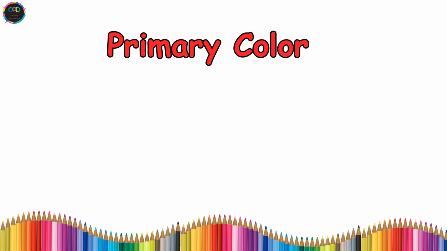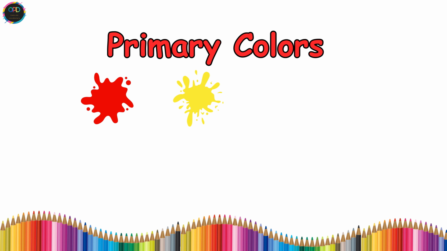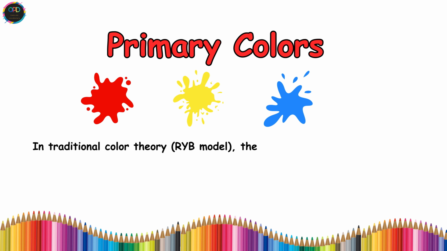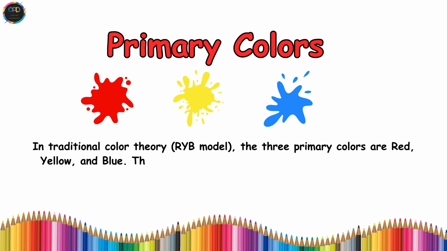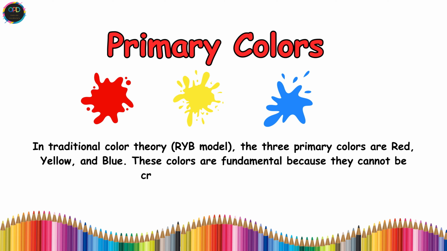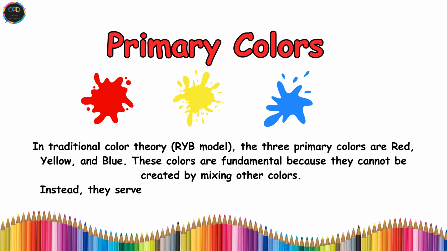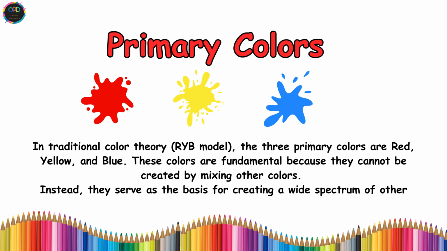Primary colors. In traditional color theory, RYB model, the three primary colors are red, yellow, and blue. These colors are fundamental because they cannot be created by mixing other colors. Instead, they serve as the basis for creating a wide spectrum of other colors through various combinations.